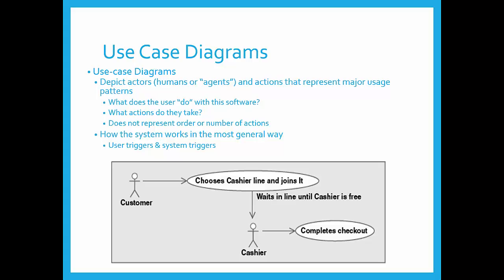The customer triggers the first action, which is to choose a cashier line, and joins it. The arrow indicates that the customer is triggering this action. Once the customer has joined a line, this action then triggers the cashier to complete checkout. Obviously, a cashier should not attempt to check someone out if there is no customer in line, which is why there is an arrow from the Choose Cashier action to the cashier. Once there is a customer in line, the cashier can then complete checkout.